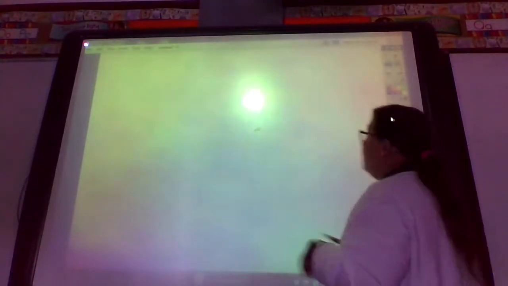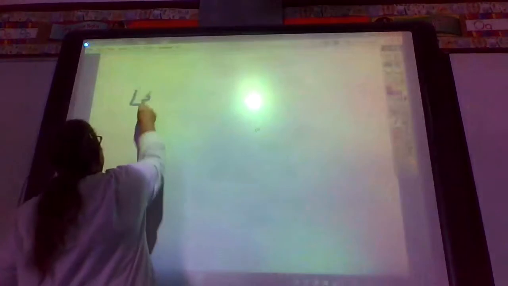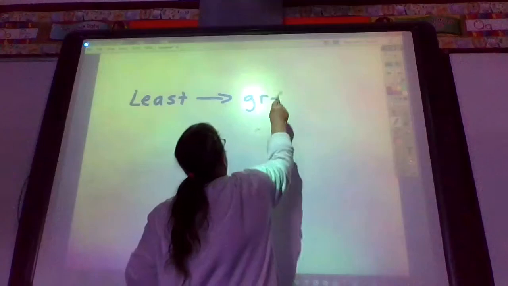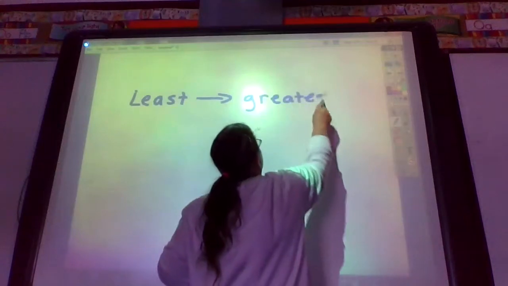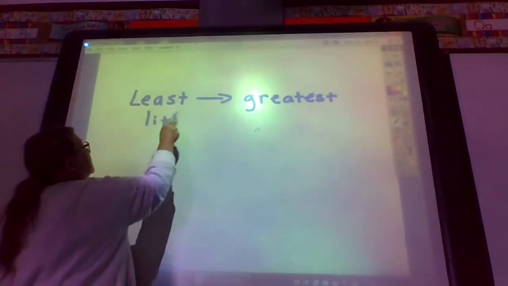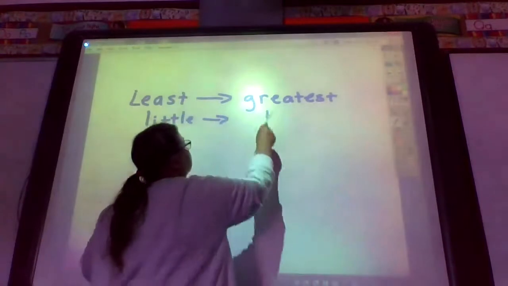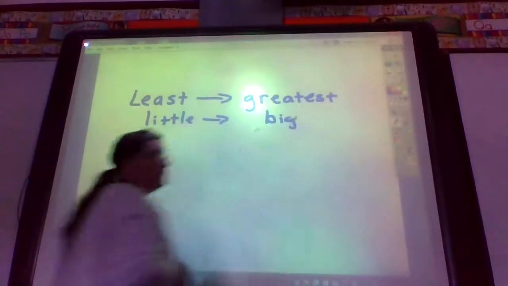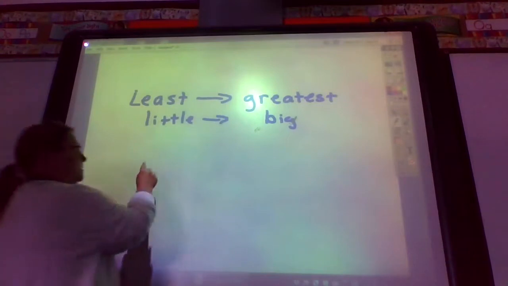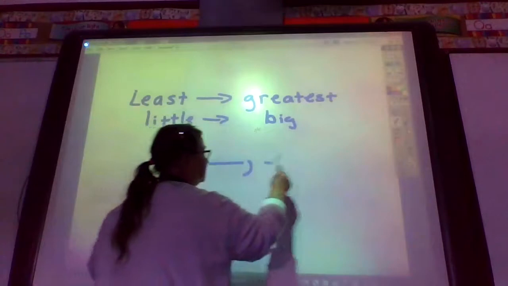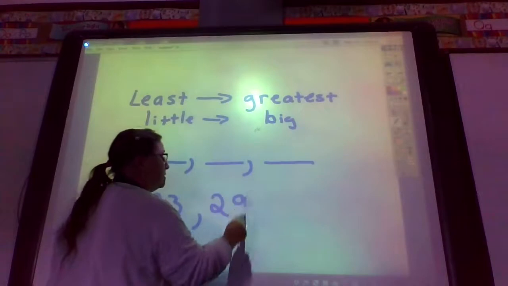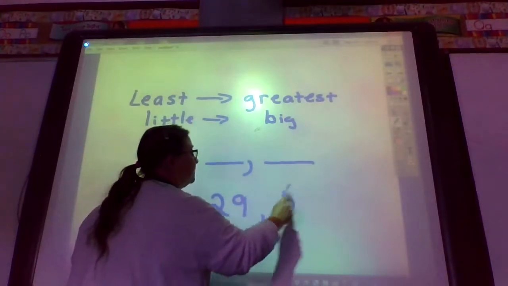Greatest to least. Well, what if I have least to greatest? If I have least to greatest, what I'm really saying is little to big. The littlest to the biggest. The littlest number to the biggest number. I can do the same thing. Let's say I have 3 numbers. I have 73, 29, and I have 52.